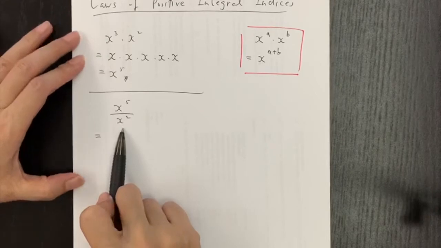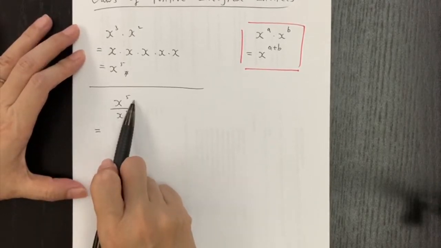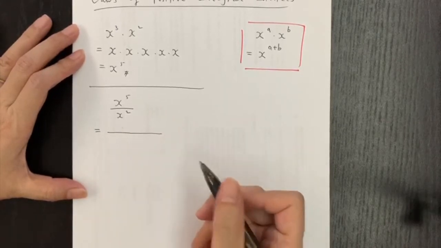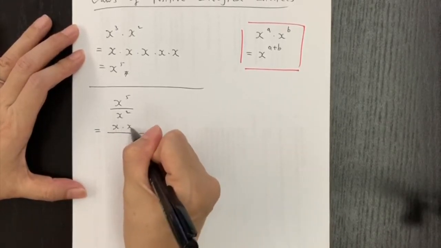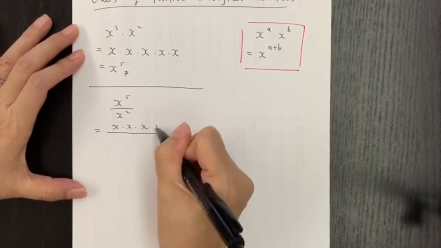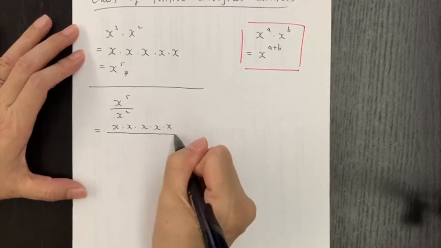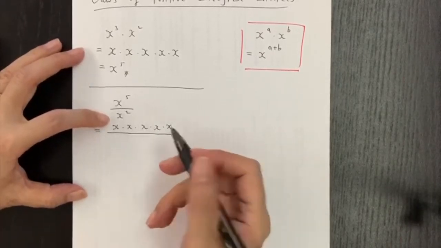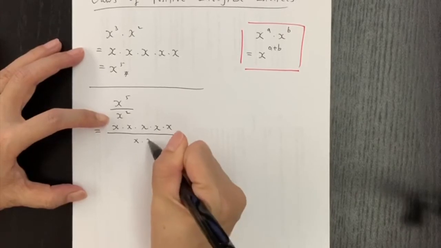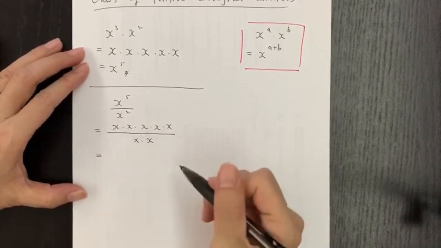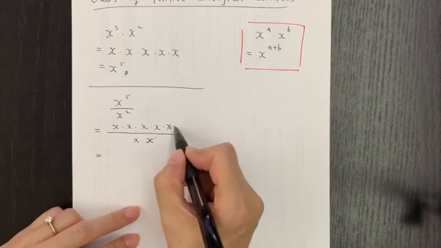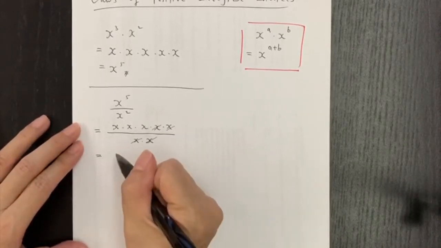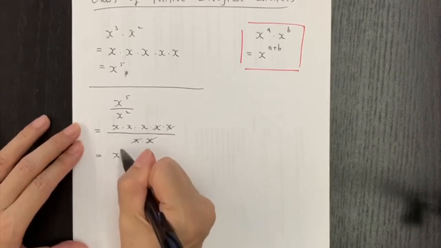Okay, so next, how about this one? x to the power 5 over x squared. Now we have this fraction, and on top we have x times x times x times x times x. That is the meaning of x to the power 5. So I have 1, 2, 3, 4, 5. And then over x squared, that is x times x. So we can cancel out x and x. Is that right? Therefore the final answer after simplification will be x to the power 3.